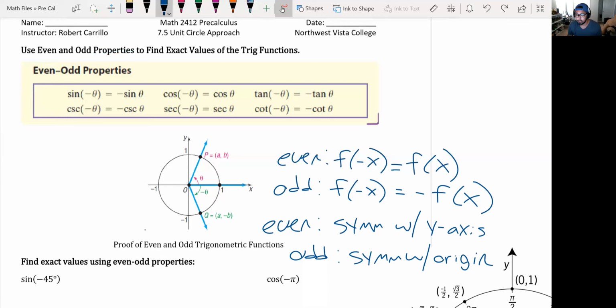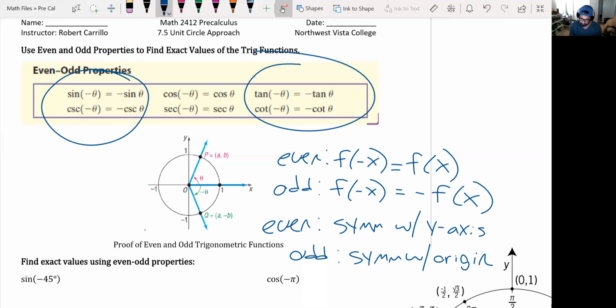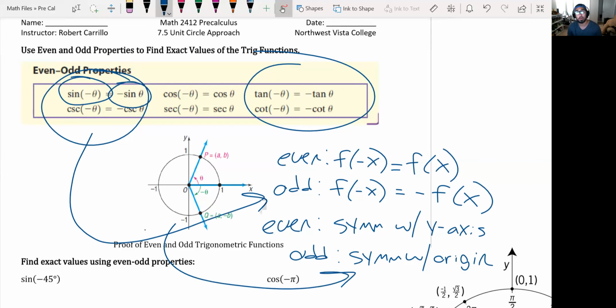So if you look at the chart, sine and cosecant, tangent and cotangent are the four odd functions. Why are they odd? Well, look at them. Sine of negative theta becomes negative sine theta. That follows the algebraic odd properties. F of negative x becomes negative f of x. So this means that sine, cosecant, tangent, cotangent are all symmetric with the origin whenever we get to graphing them.